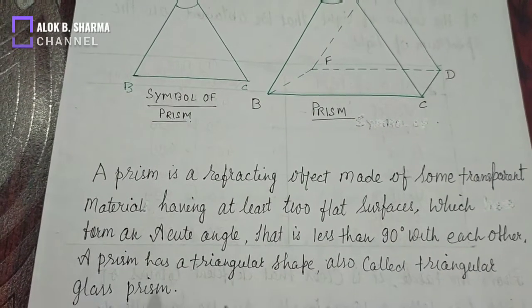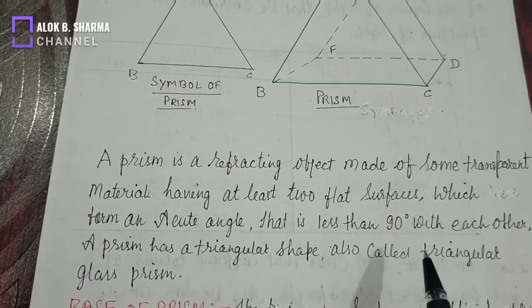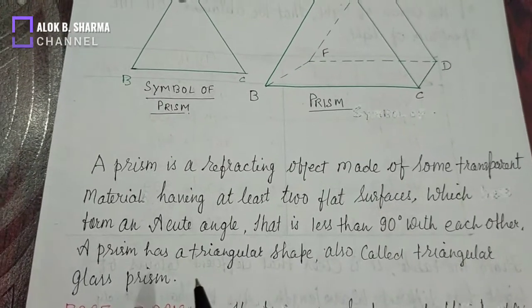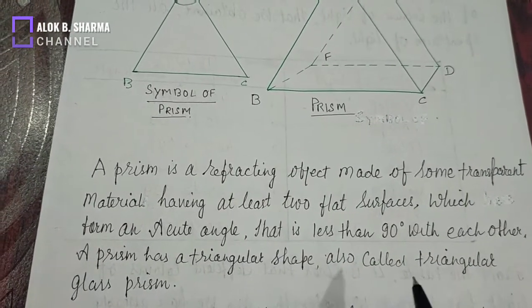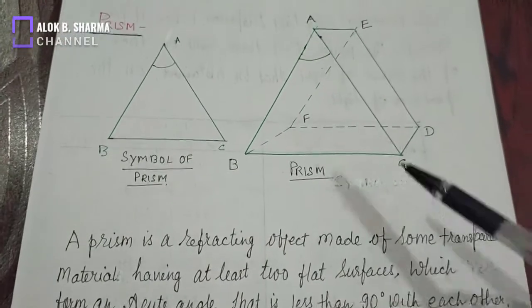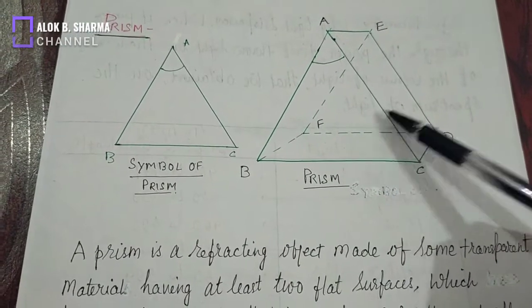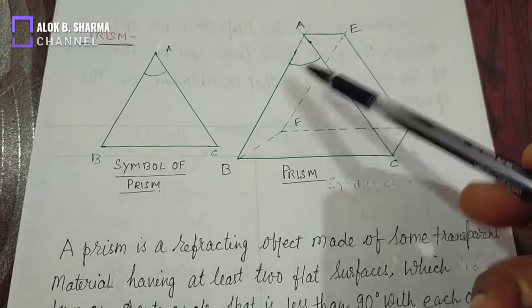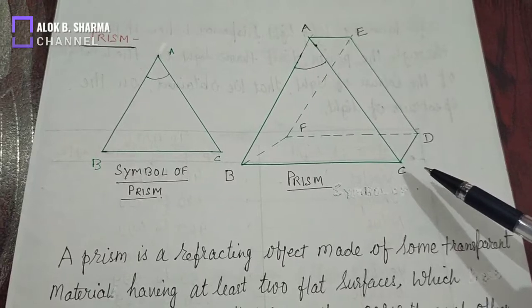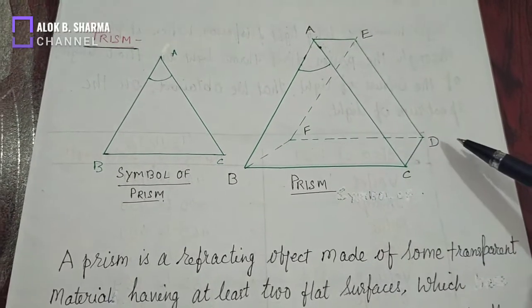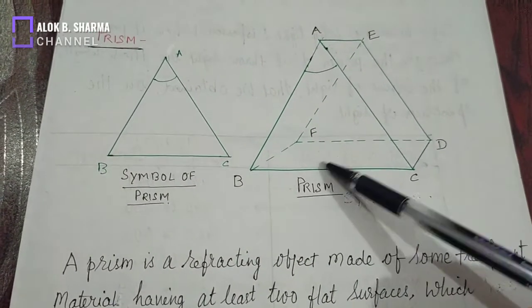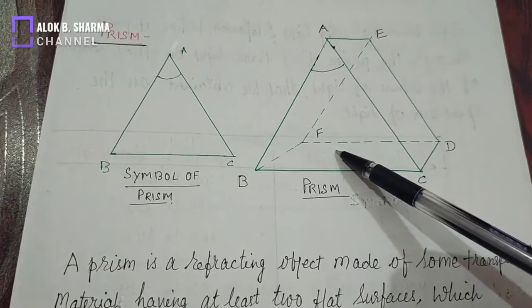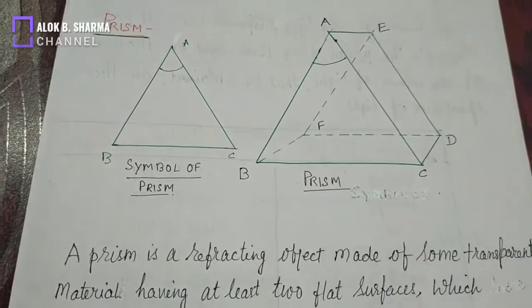surfaces which form an acute angle that is less than 90 degrees with each other. A prism has a triangular shape, also called triangular glass prism. It has two triangular surfaces, this and this, as you are seeing in the picture. ABC is a triangular shape face, EFD is a triangular face, and three rectangular surfaces. This is called base and these are called refracting surfaces.